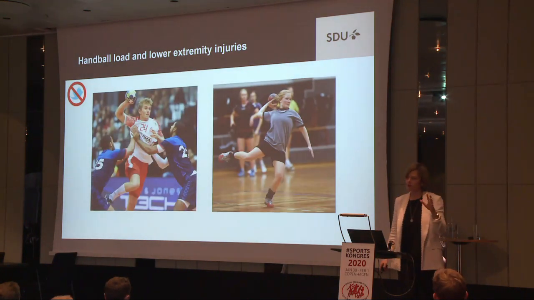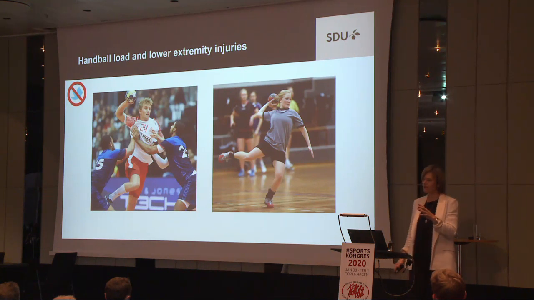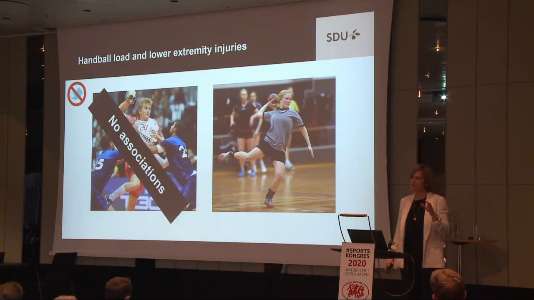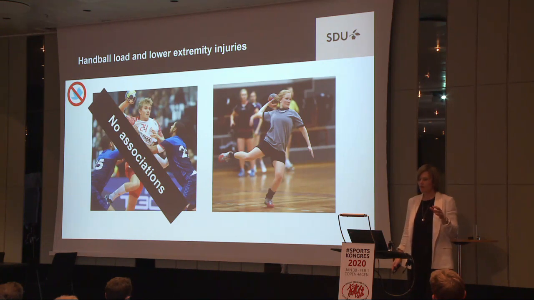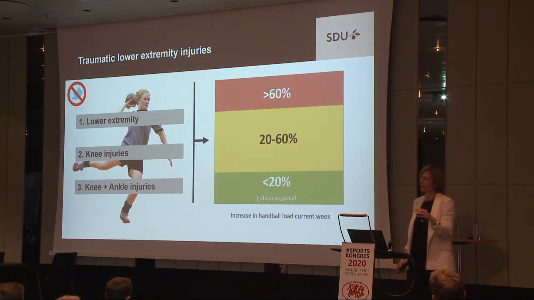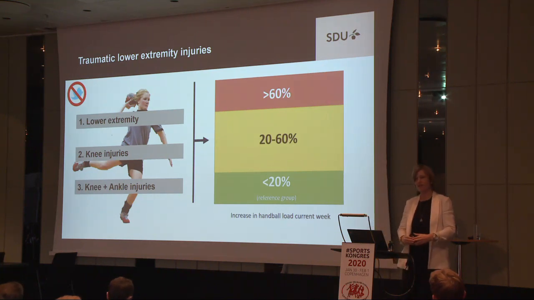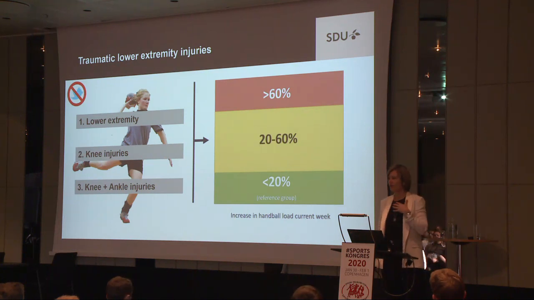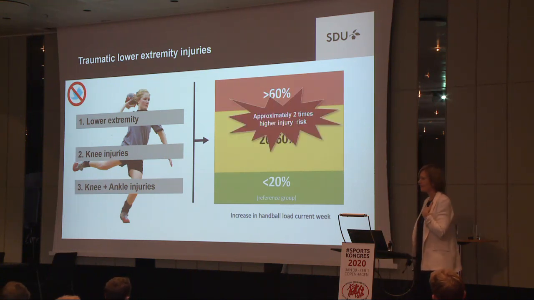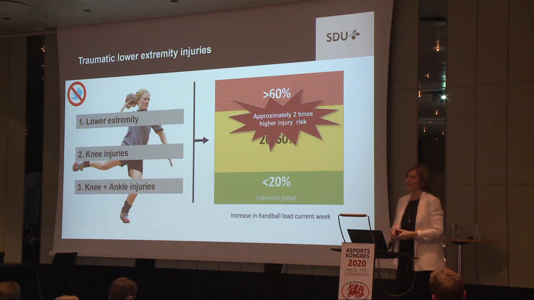However, if we split that group up into boys and girls, we didn't find any associations in the boys group. But if we look at the girls and look at the traumatic injuries, and here it was just lower extremity overall, it could be the traumatic knee injuries, and if we combine knee and ankle traumatic injuries, here we actually find that the girls had twice as high injury risk already with a low increase in handball playing load. So here, all of them already had it when they increased above 20%.